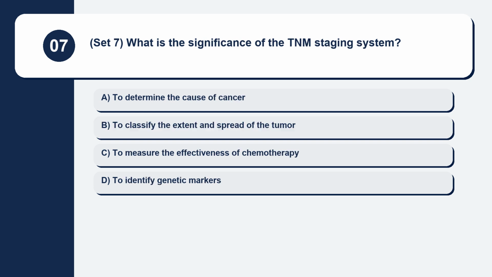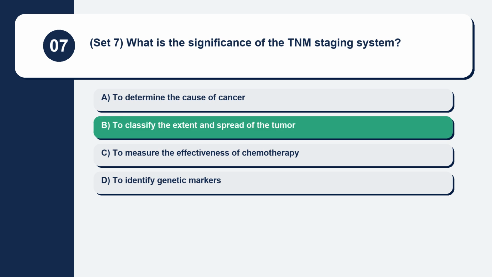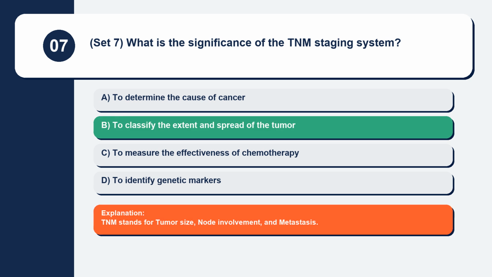Question 7. Set 7. What is the significance of the TNM staging system? To determine the cause of cancer, to classify the extent and spread of the tumor, to measure the effectiveness of chemotherapy, to identify genetic markers. TNM stands for tumor size, node involvement, and metastasis.